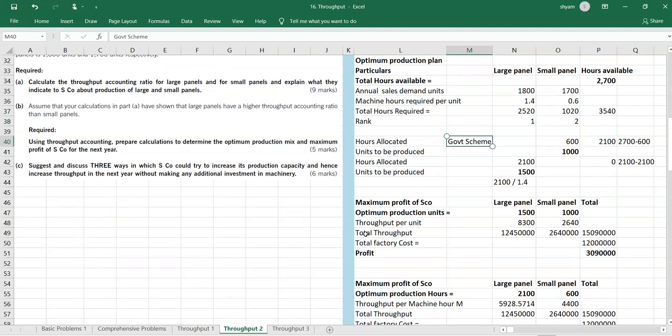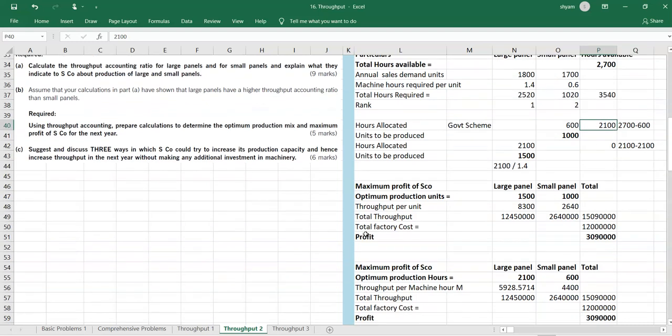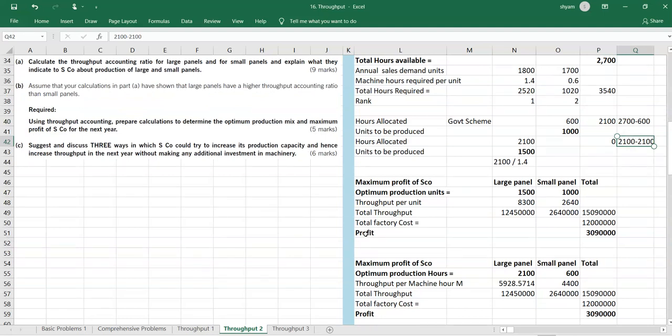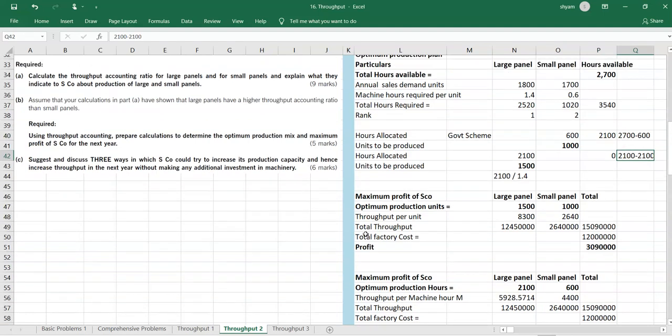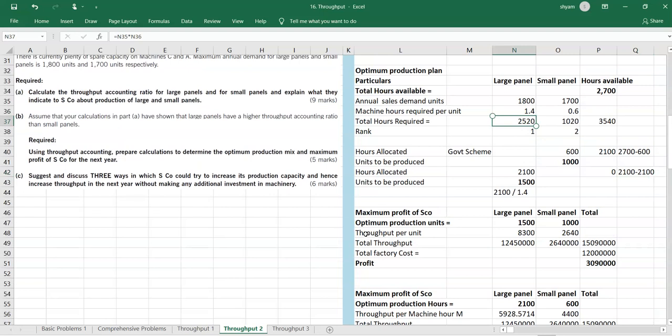The government scheme indicates that 1000 panels have to be produced. Each panel takes 0.6 hours, so 600 hours will be going out. So out of the total available 2700 hours, 600 hours we have to use to produce the government scheme products. So balance only 2100 hours will be left. In this 2100 hours, we can fully utilize it for large panel. Large panel requires 2520 hours, so we can fully allocate it.